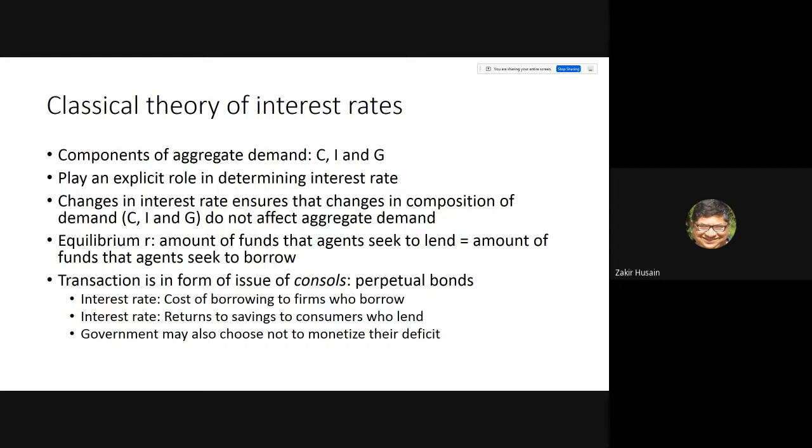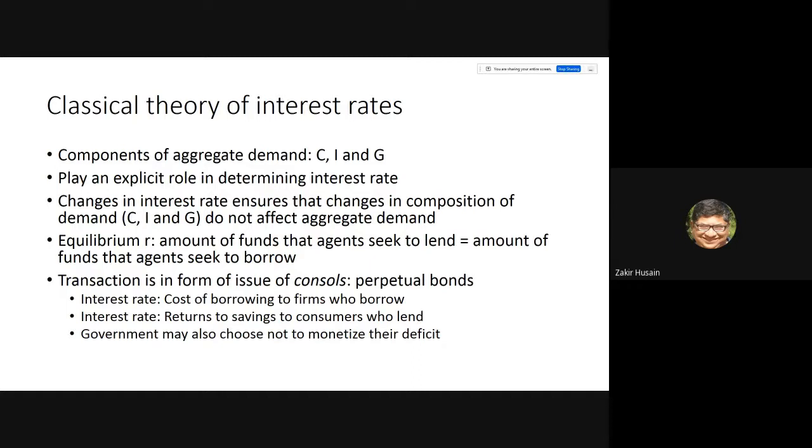It is not just firms, but the government may also issue bonds. For instance, if the government has spent more than taxes, they have a budgetary deficit. This deficit has to be financed. They can either monetize the deficit by issuing currency notes, so the money supply goes up. This is called monetization of deficit. Or they can decide to issue bonds.